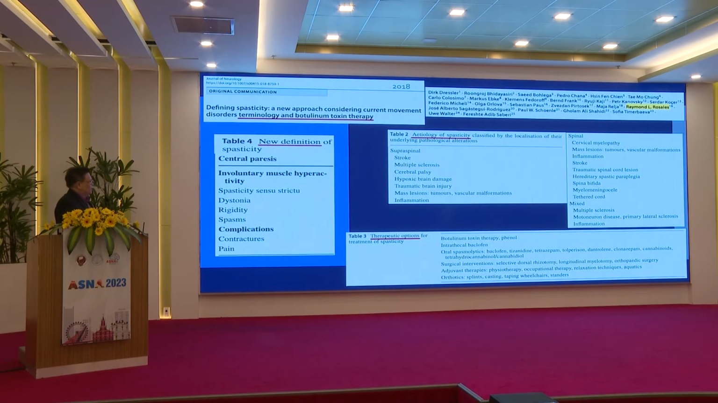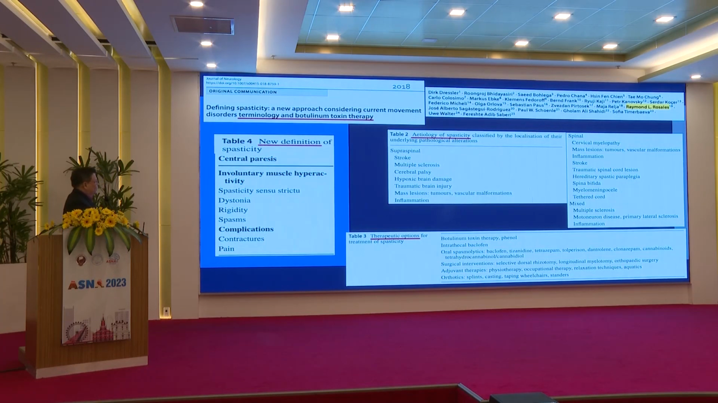This is a busy slide, but just bear with me regarding new definitions of spasticity in regard to botulinum toxin therapy. We might tweak the definition of spasticity because now botulinum toxin is a level A recommendation for treatment. And you can see here that dystonia is a phenomenon, contractures is a phenomenon, but pain is a very important aspect related to botulinum toxin therapy in definitions of spasticity.